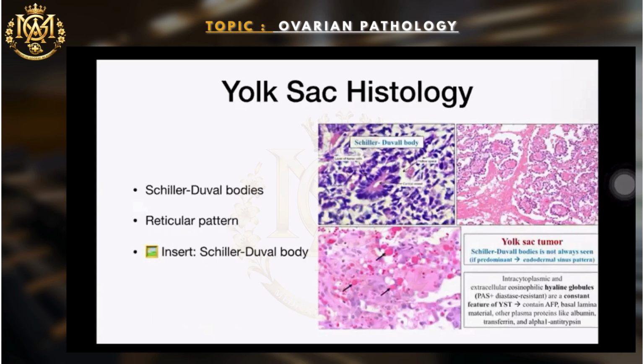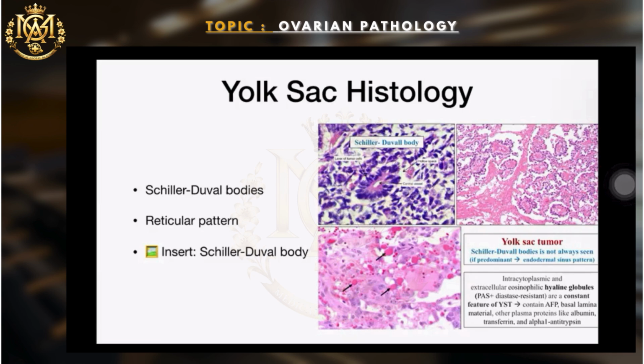What you see as the stark feature here is Schiller-Duval bodies. You can see that there's a central vessel there which is labeled. Around that lumen you'll see tumor cells, with hollow spaces around those tumor cells. So that is called Schiller-Duval bodies, which is characteristic of yolk sac tumor.